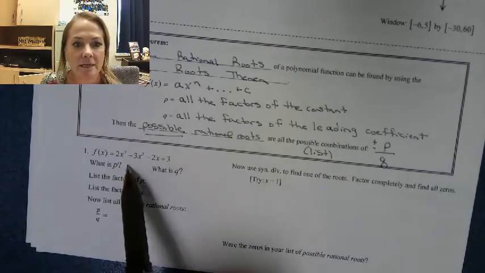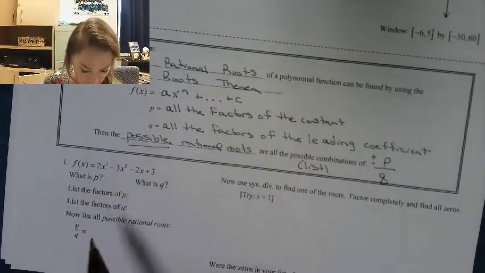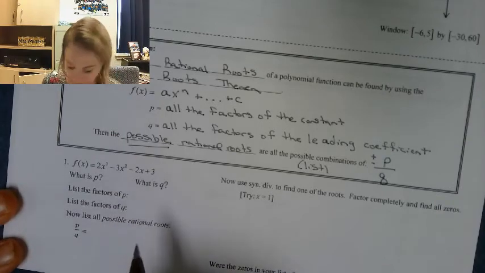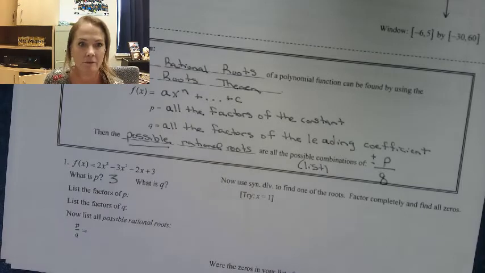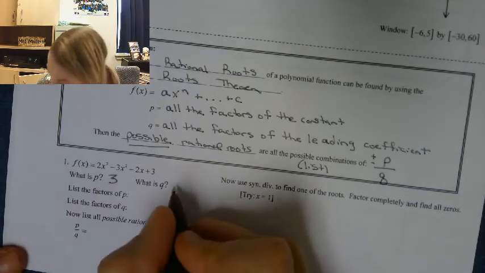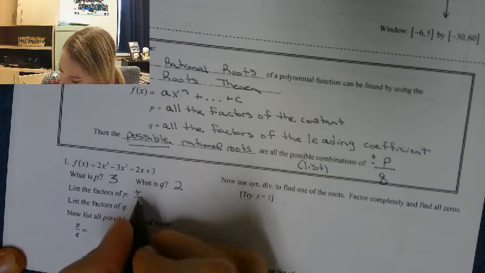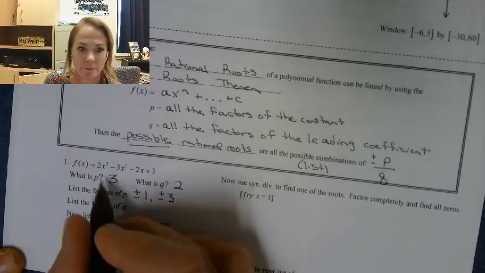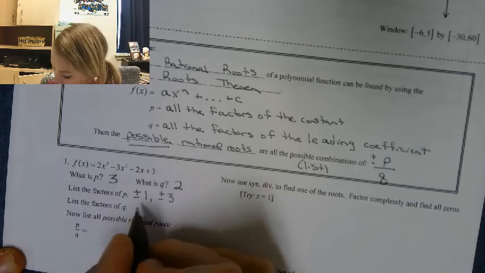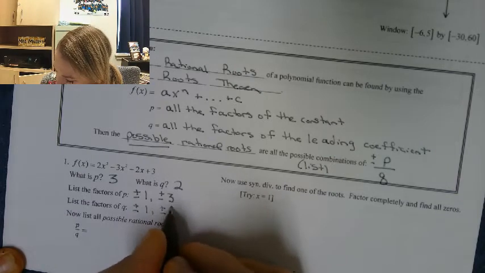Okay, so here's an example. Can you see that okay? There's 2x cubed minus 3x squared minus 2x plus 3. So P here is 3. It's basically all of the factors of 3, and Q here is 2, and that's going to be all the factors of 2. So what are the factors of 3? Plus or minus 1, plus or minus 3. Those are the things that would multiply to 3. And all the factors of Q are plus or minus 1 again, and plus or minus 2.